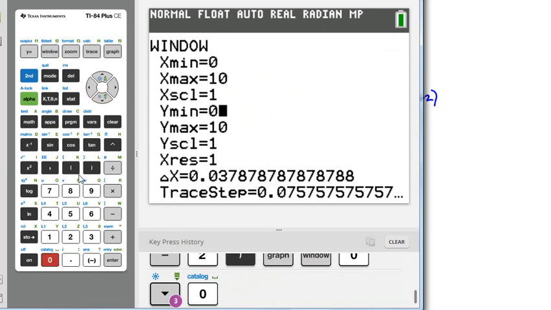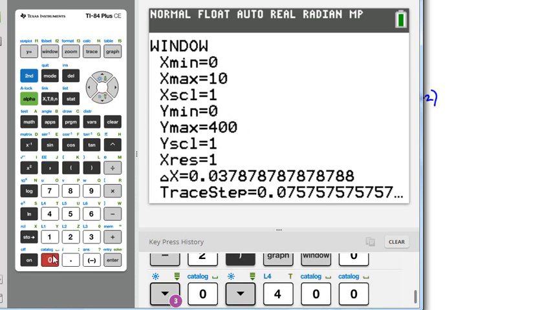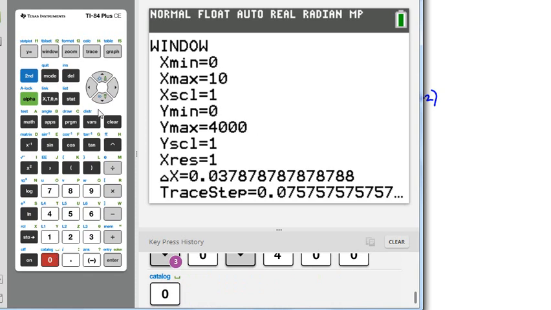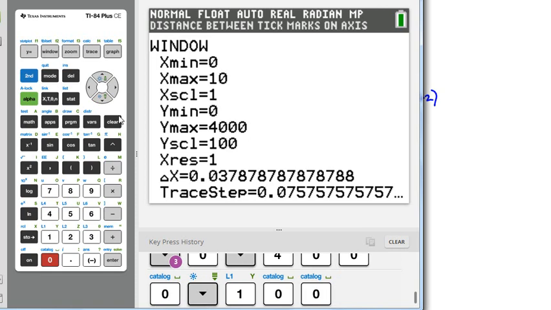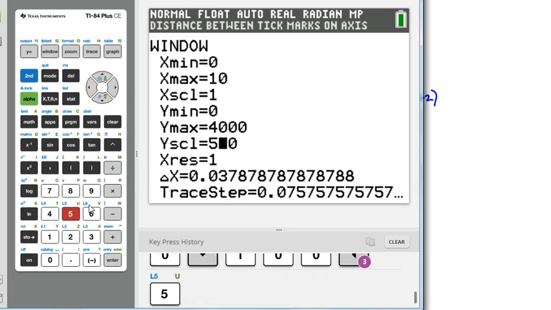For y, I'm going to assume that we're going to have quite an expanse, so I'm going to put 4,000 here, and we're going to go by 100s. Actually, let me do it by 500s. There we go. So we graph. This is what we get.